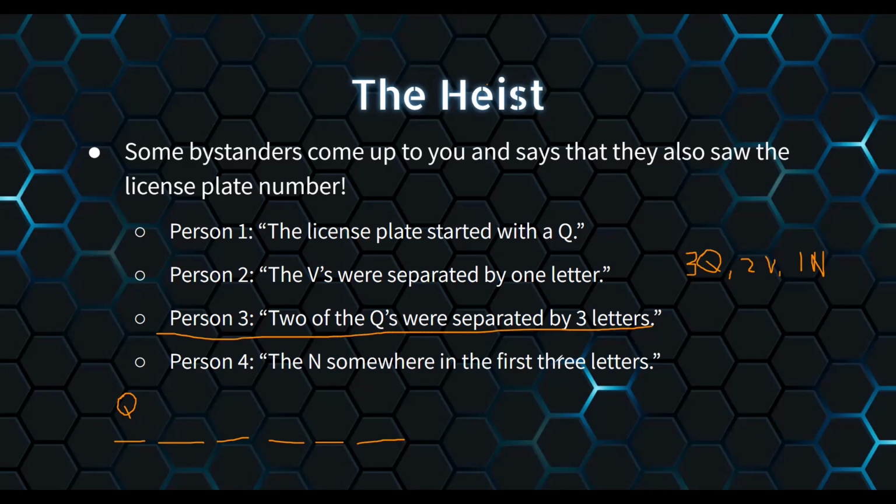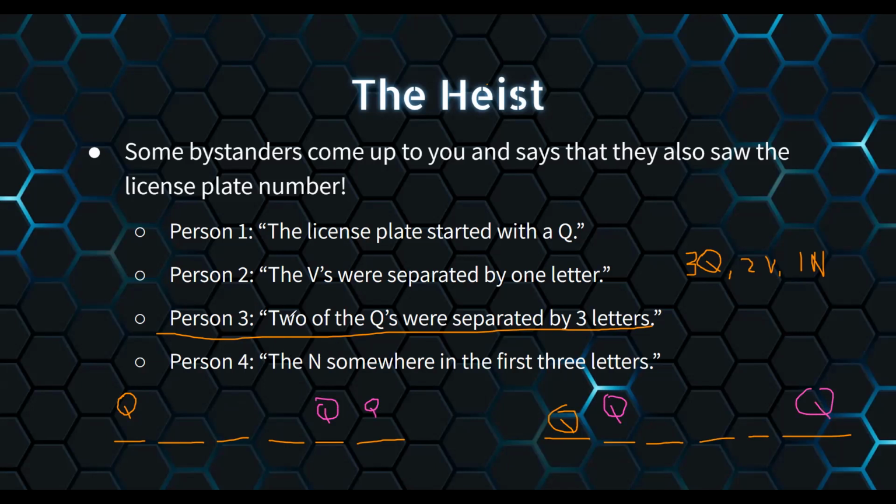So the 2 of the Q's are separated by 3 letters. So there's only 2 options. The first one, which I'll do in pink, is that this Q and another Q are separated by 3 letters. So there's 1, 2, 3, and then the last Q would just go here. And then here, you put 1, 2, 3, so you put 1 here and the other one here.